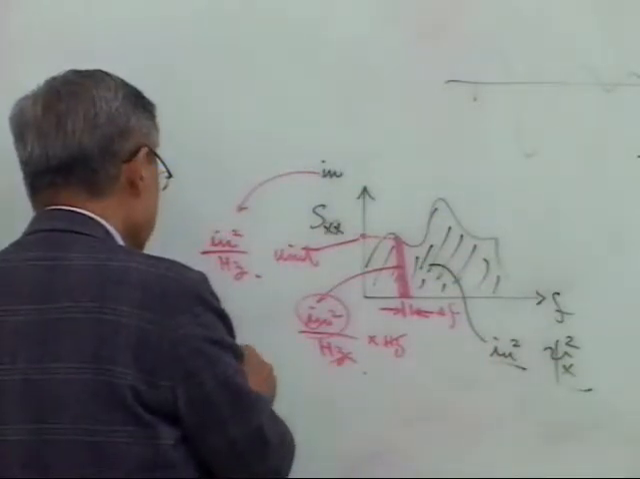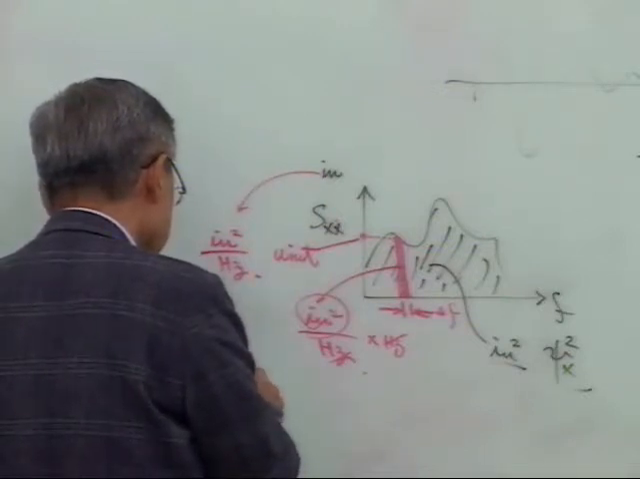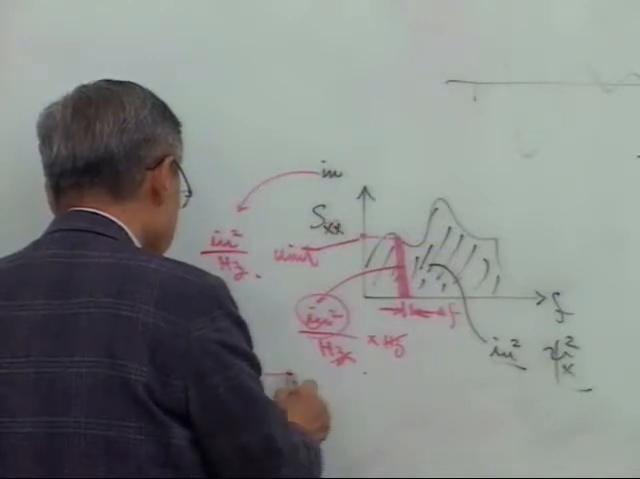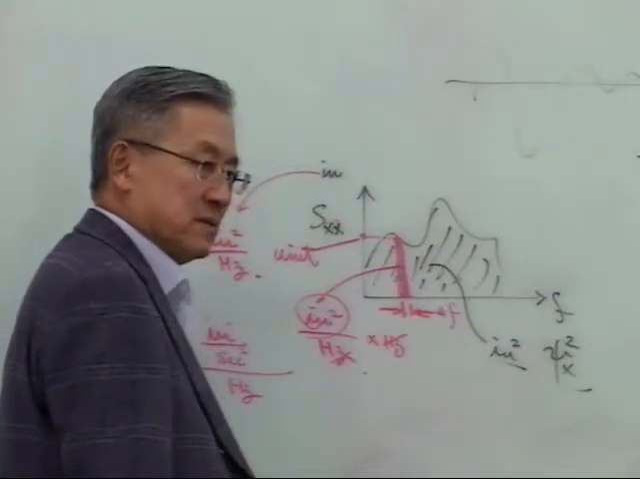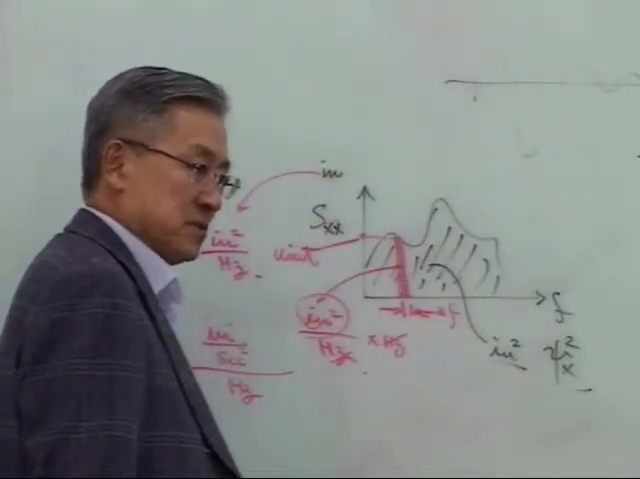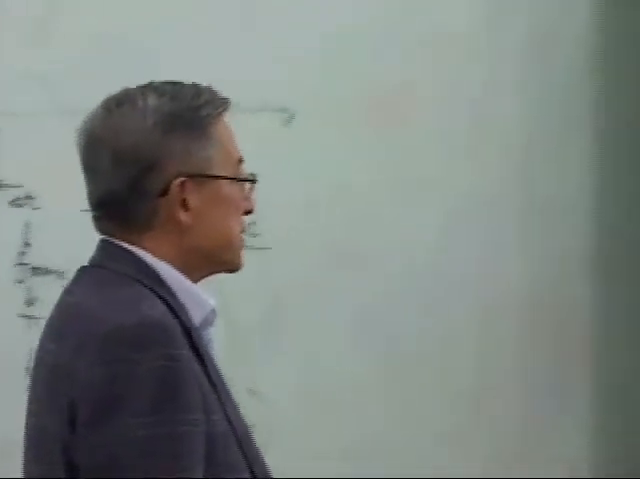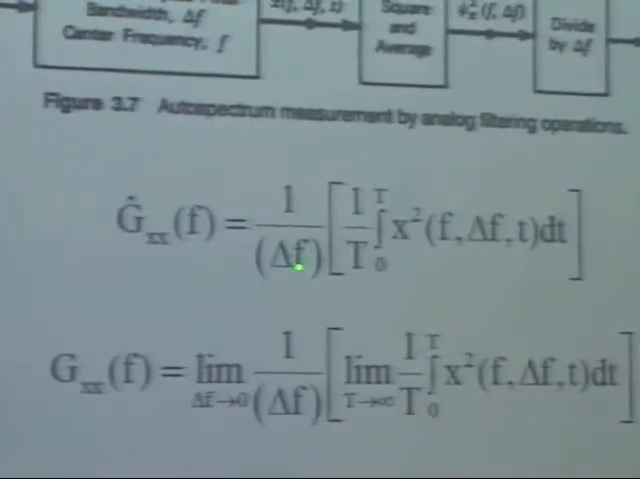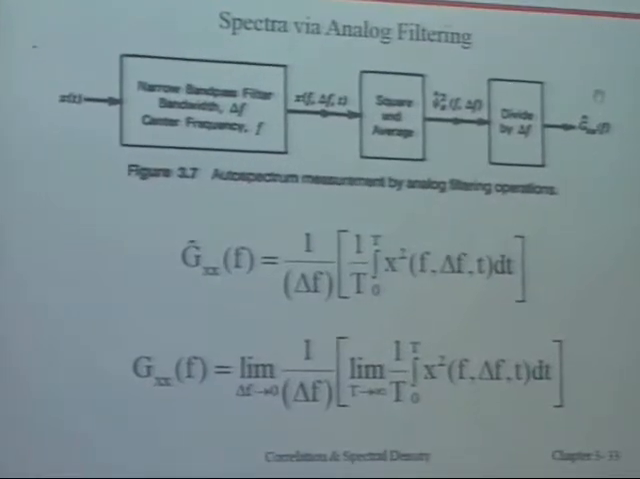Acceleration square, which could be inch square, inch per second square divided by hertz. You have to be careful. When you look at the spectra, that's what it should be. So this is why that equation is divided by the delta F, to get the divided by hertz.